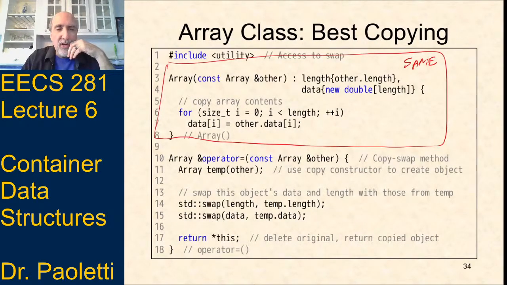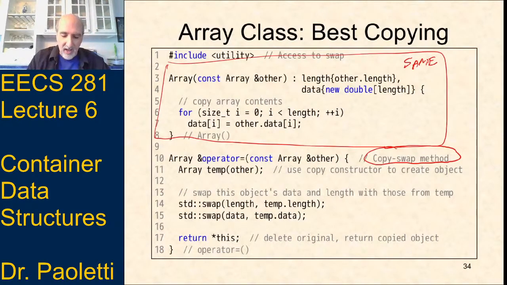So then when we do operator equals, we are going to do what's called the copy-swap method. The copy-swap method says, first, create me a copy of the other object. So I'm trying to say something like x equals y. Other is a const reference to object y. It says make me temp that's a copy of y. Then swap my length with temp's length, swap my data with temp's data, and then return an object.